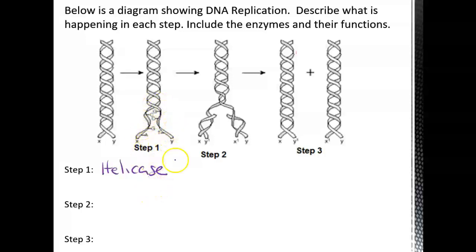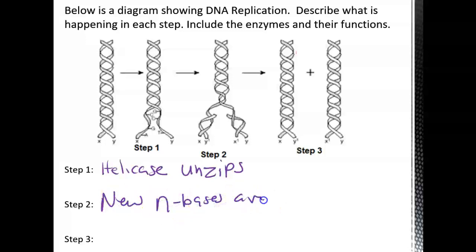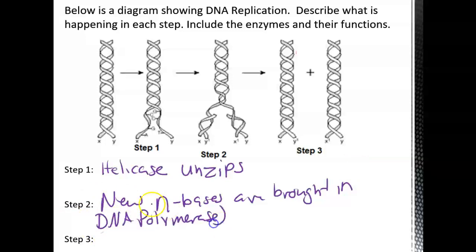Okay, so helicase unzips or unwinds, depends on how you look at it. In step 2, the new nitrogen bases are coming in. And then in step 3, so this would be DNA polymerase doing that. And in step 3, 2 new semi-conservative DNA strands are formed.